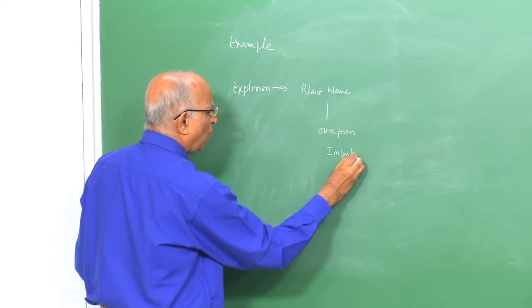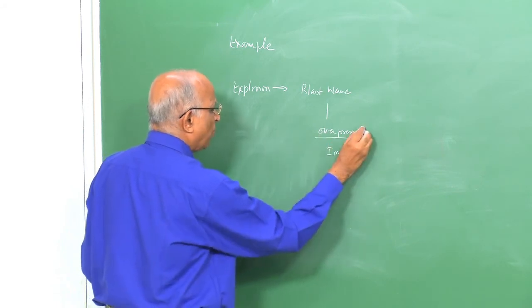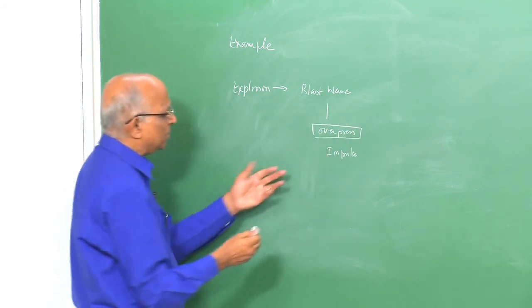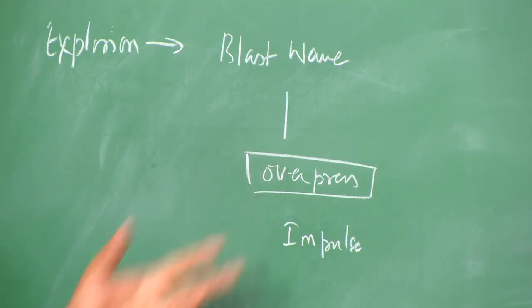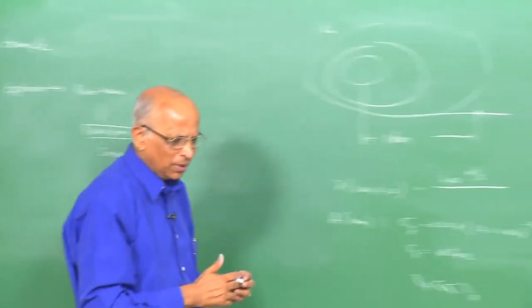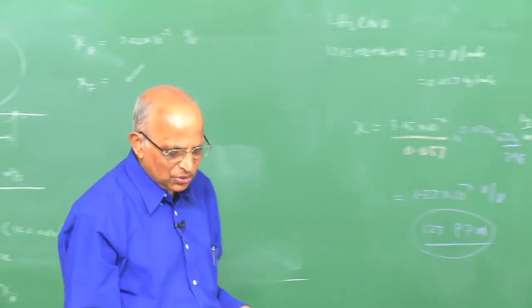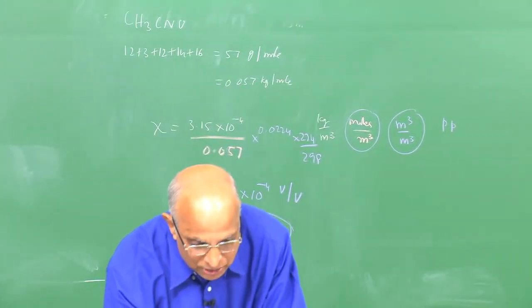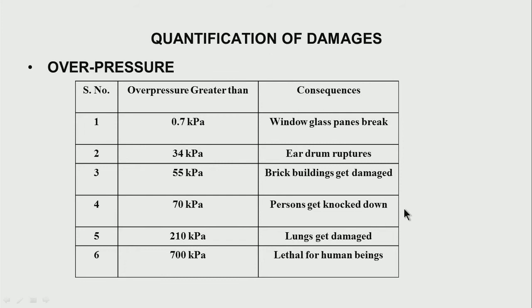Therefore, let us take one look at what are the type of overpressures and what are the type of damages which an overpressure can do. We will just take a small particular example, and we will not consider all the cases. We just consider what are the damages which can take place. If the overpressure is greater than around 1 kilopascal, the glass windows of a building will break. If I have overpressure greater than around 35 kilopascal, the eardrum ruptures.